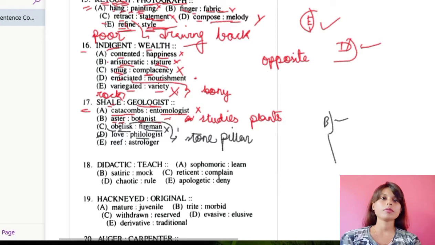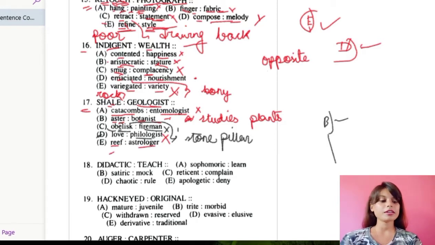So we cannot consider this one because the philologist doesn't study the subject of love. So we cannot consider number D to be the correct option. So I am striking number D out. Let us move over to number E, that is reef and astrologer.